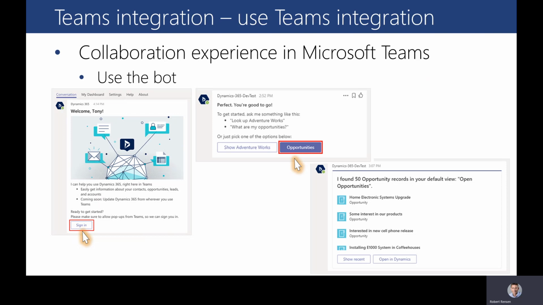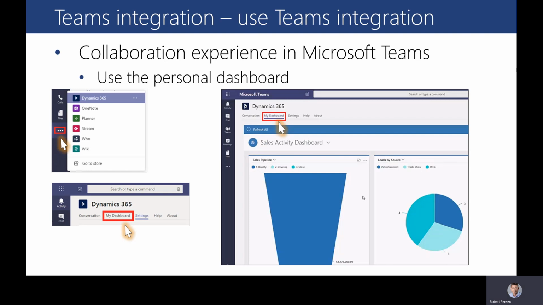You see some preloaded options. For example, select Opportunities to have the bot return a list view of records from your default opportunities view. Or, for example, you can search for accounts. You can use the Dynamics 365 app for Microsoft Teams for your own use, but if you want to work with other team members, you can use the team application.